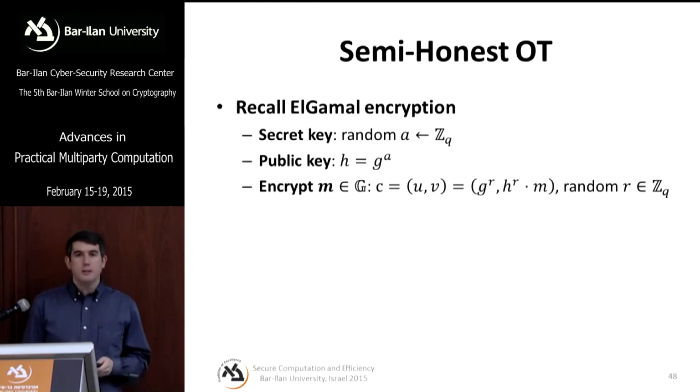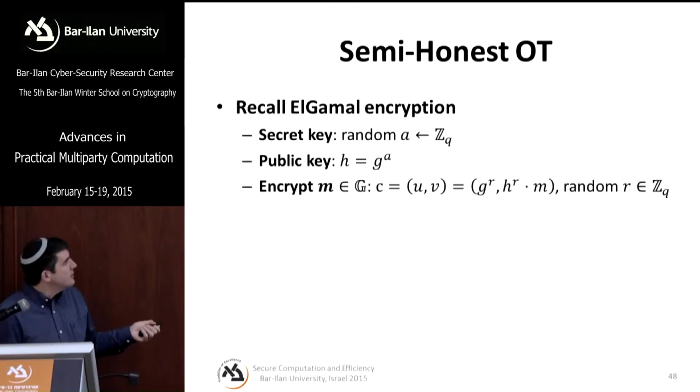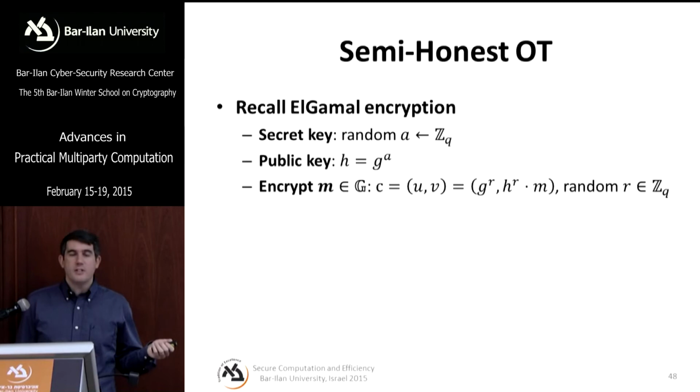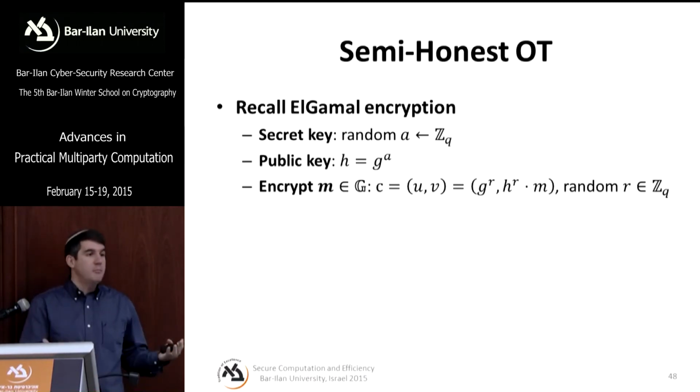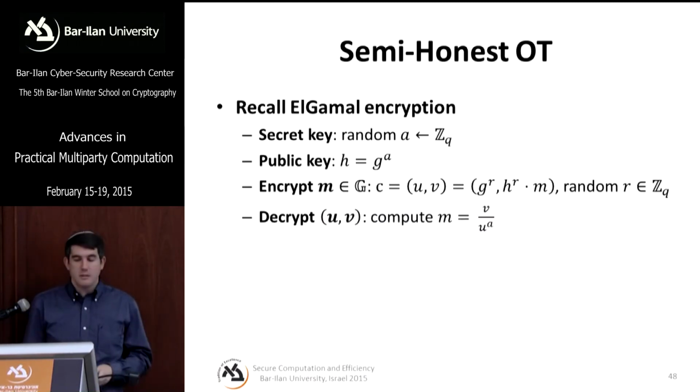and that's your encryption. The basic idea is that because of the decisional Diffie-Hellman assumption, given G to the R, H to the R looks random. And if H to the R looks random, then it can mask M, like a one-time pad sort of thing.